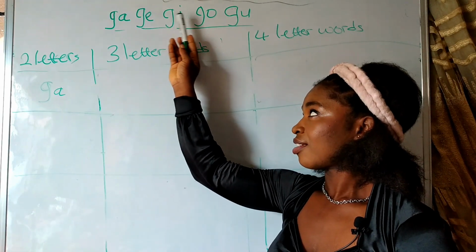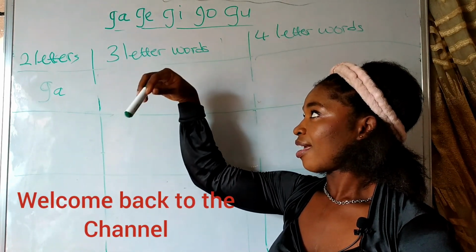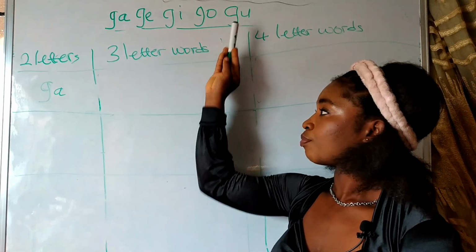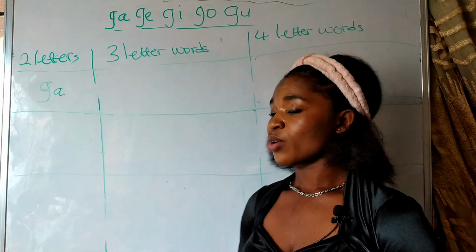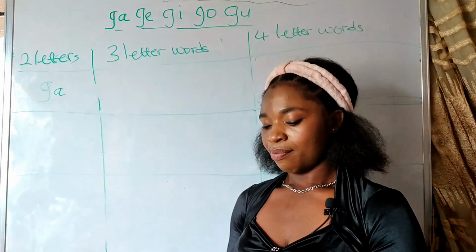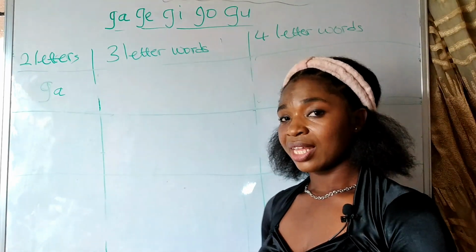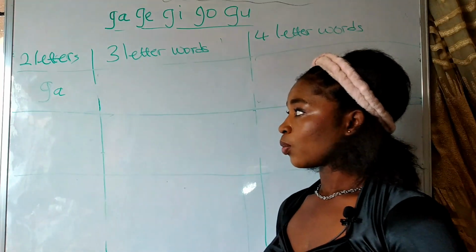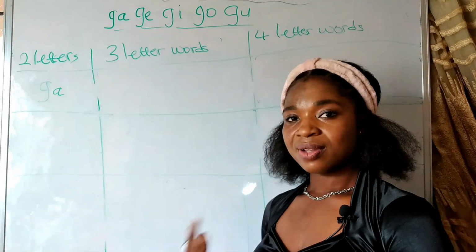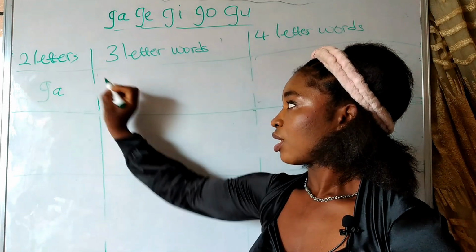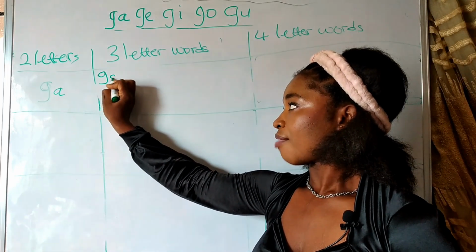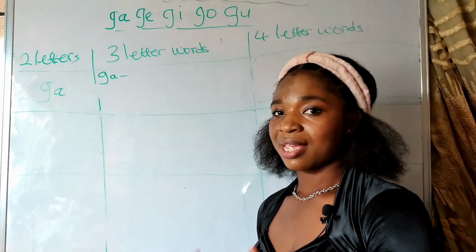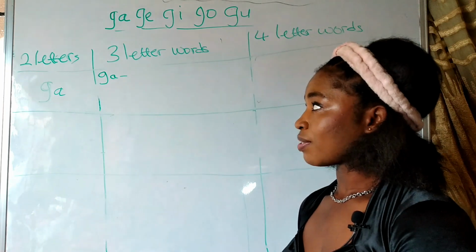ga, ge, gi, go, gu. Again, ga, ge, gi, go, gu. Alright, we're gonna move straight up to making 3-letter words, 4-letter words, like we have been doing. So already on the board, we have ga to be our 2-letter. Now we're gonna move to 3-letter. We have ga, and we're gonna be adding a letter to make it a 3-letter word.